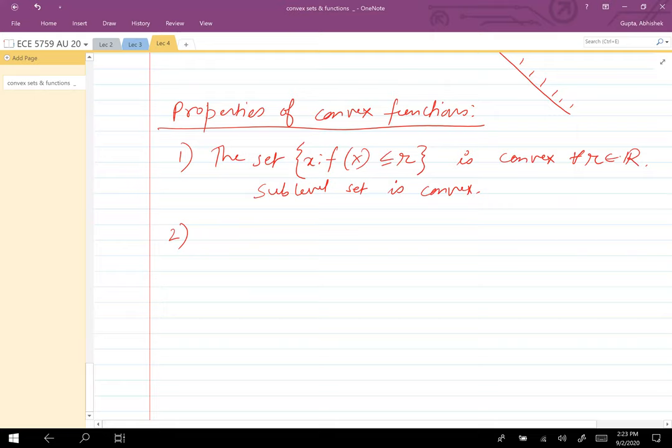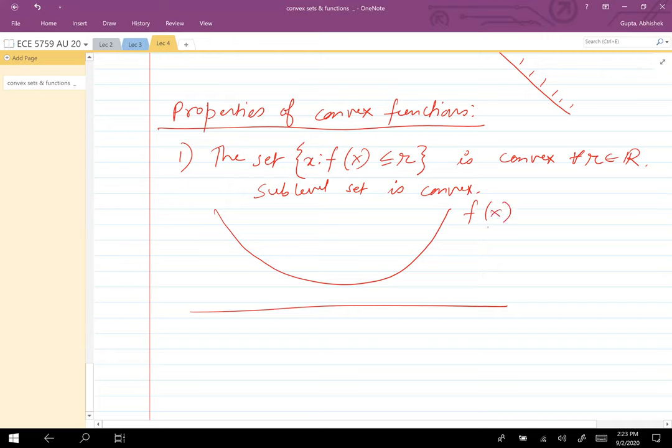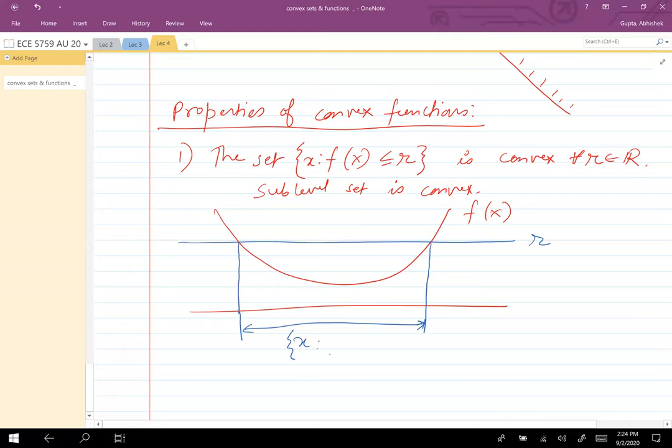So this is known as sublevel set. Okay, let me draw a picture that makes it much easier to understand. Let's say I have this function f(x). I pick a real number r. And I look at the set of x such that f(x) is less than or equal to r. So that set is this set. This set is known as the sublevel set of f.